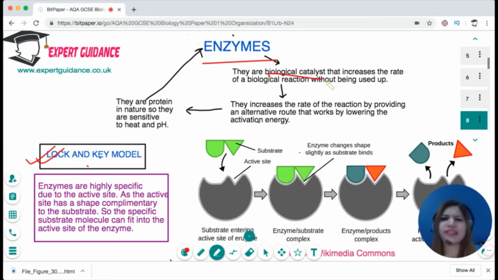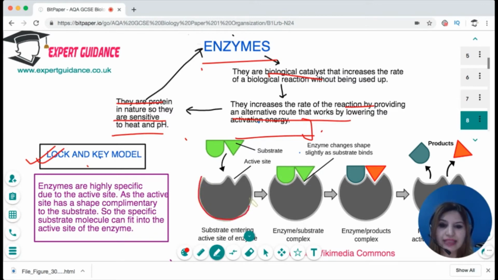Now, how do enzymes increase the rate of reaction? They actually provide an alternative route to a reaction, which works by lowering the activation energy. And enzymes are chemically proteins, so they are very sensitive to heat, pH, and temperature. Okay, now this is the structure of the enzyme, and the enzyme has a specific shape, and it has a site called the active site. The active site is a site where substrate molecules bind to it.